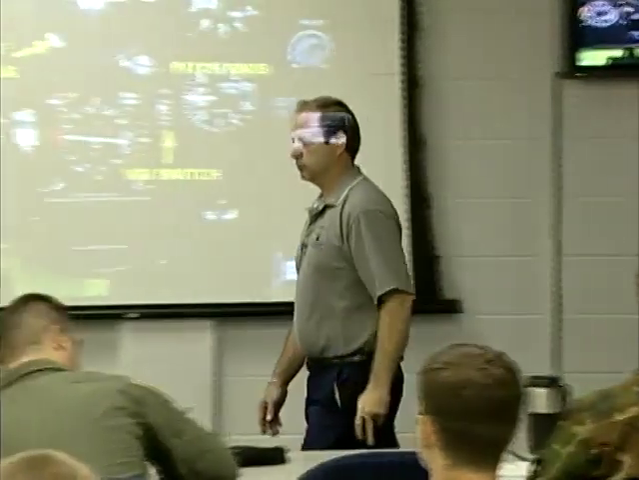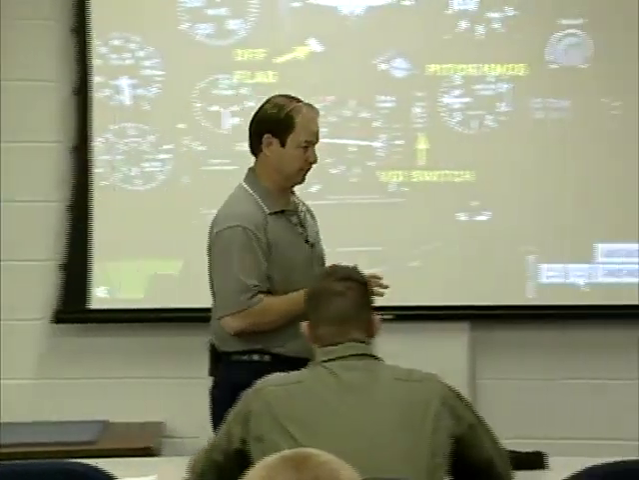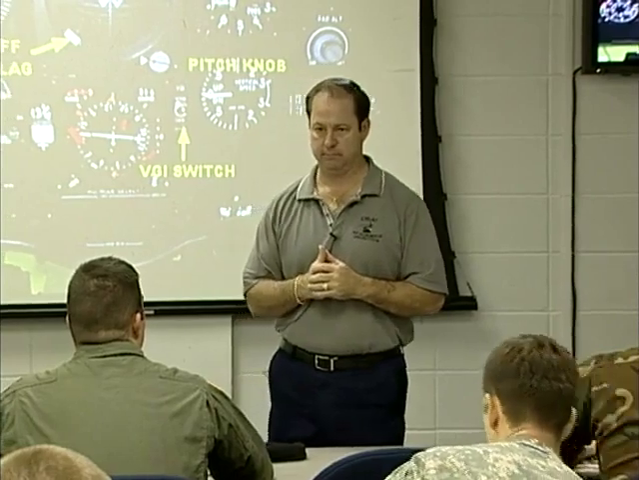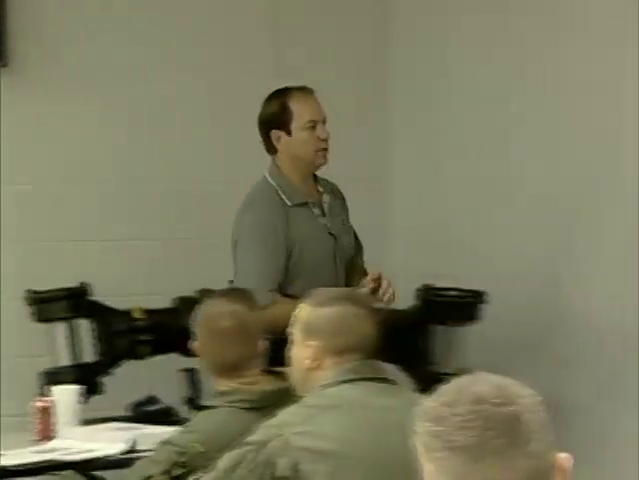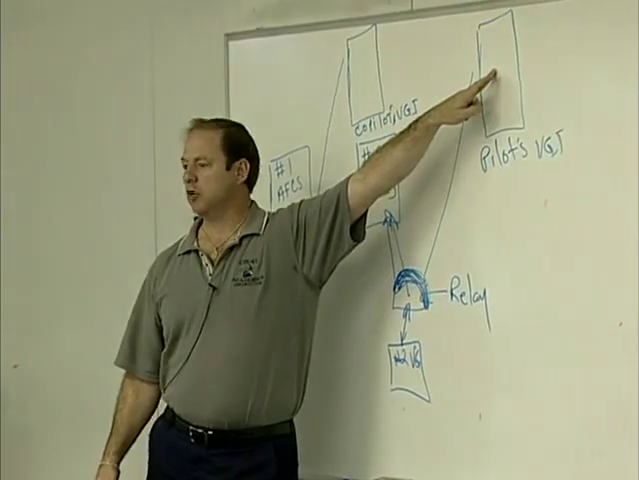Okay. Now, we talked about that normal and emergency switch. The next thing we need to talk about is the procedure. According to the checklist, at startup, it's going to tell you to take that switch and put it in the normal position. In the normal position, the number 1 vertical gyro is connected to the pilot's indicator. Number 2 vertical gyro is connected to the co-pilot's vertical gyro indicator.